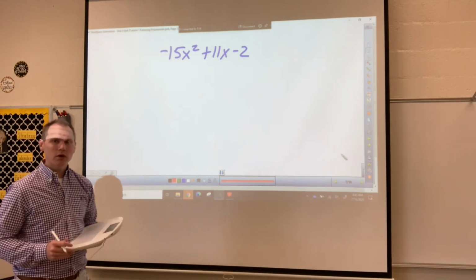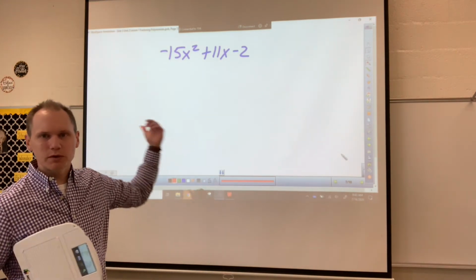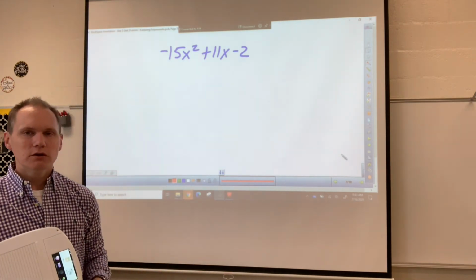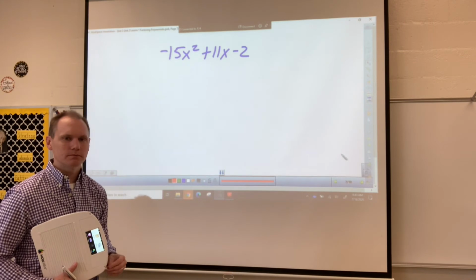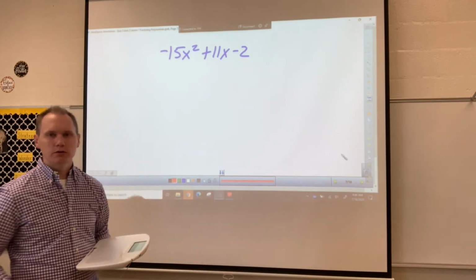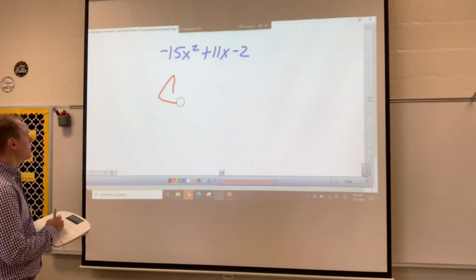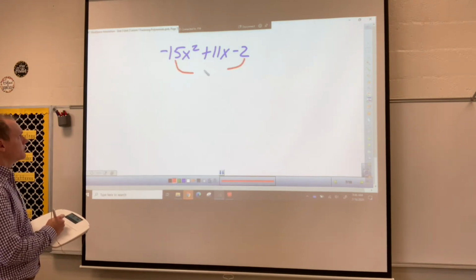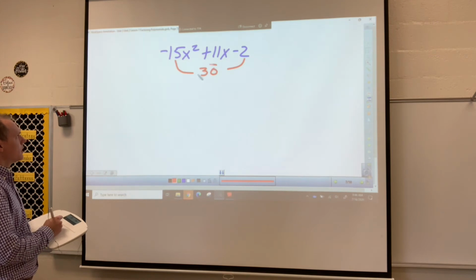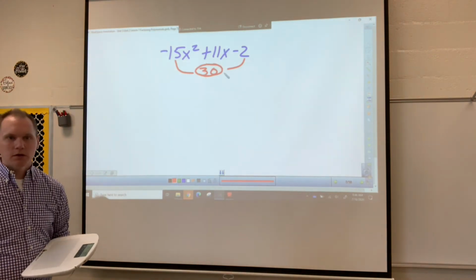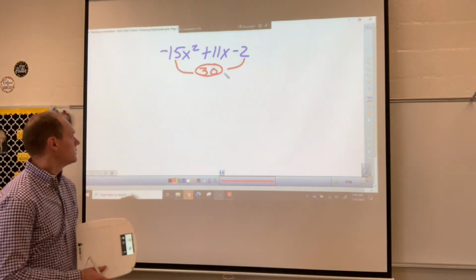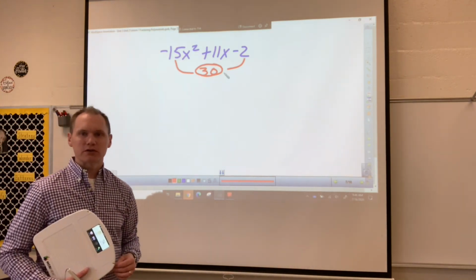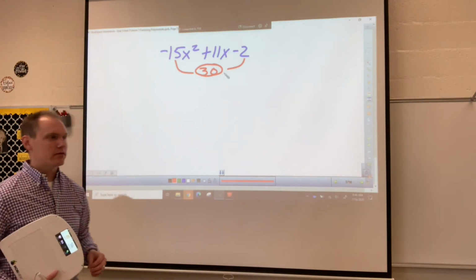Let's try one more. This is a little bit different just because the leading term, the 15, is negative in this case. Take a moment and see if you can try that one. All right, in this scenario, we want to find two numbers that multiply to give us positive 30 and add to give us 11. So same number, 30, but a different set of factors is going to work. It's actually going to be what? 5 and 6. Yep.